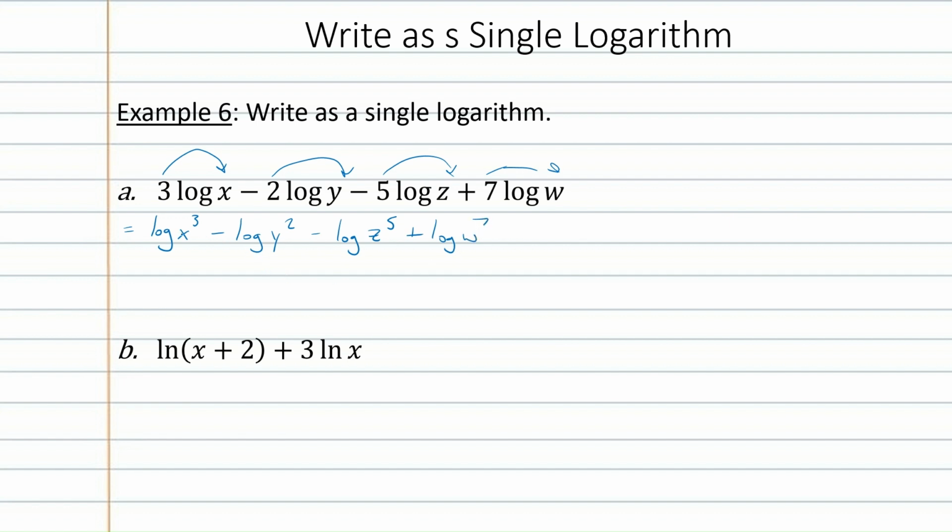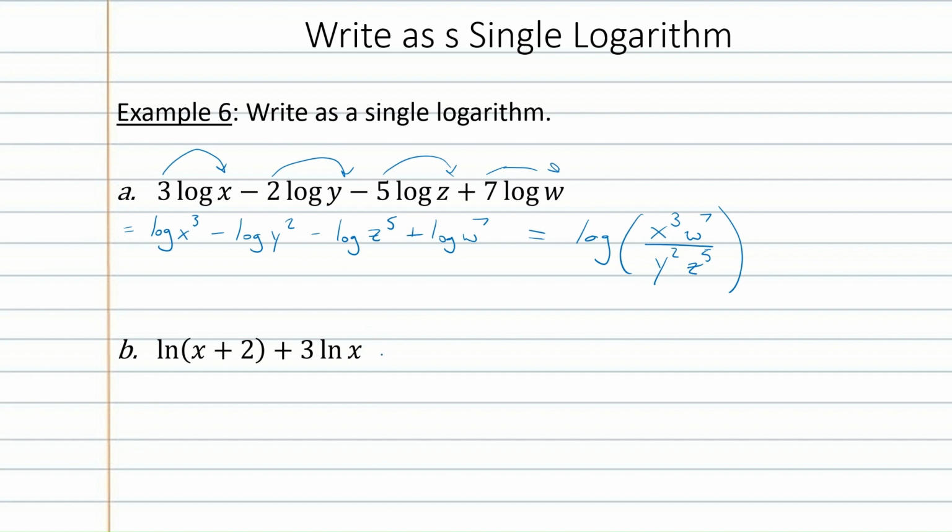Now I just have to combine them. Easiest way to do this is the positives are going to be in the numerator. The negatives are going to be in the denominator. So I'm really just looking at the log of x to the third, w to the seventh, over y squared, z to the fifth. So I've taken this expanded logarithm and I've rewritten it as a single logarithm.